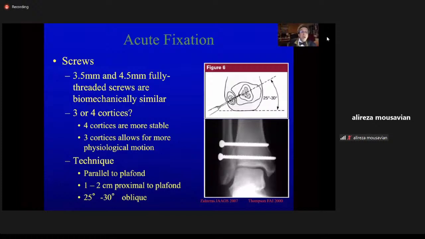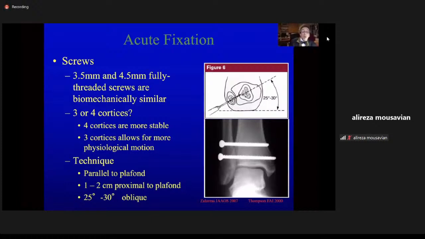Now, what do we do if we have a syndesmotic instability? How do we fix it? Well, screws have been conventionally recommended, either 3.5 or 4.5. Usually I use 3.5 or 4.0. Typically I'm doing 4 cortices, and the reason I do it is because it's more stable. And if it does break, I have an easier chance to remove it if it's coming through the medial cortex. Some people like to do 3 cortices because it allows for progressive motion and loosening of the screws.